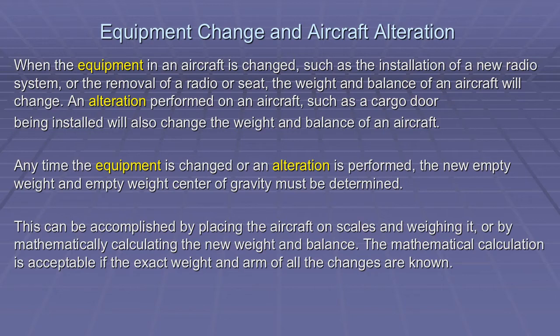Anytime permanently installed equipment is either added or removed from an aircraft, or an alteration is performed that affects the weight and balance of the aircraft, a new weight and balance report must be completed. This can be accomplished by either reweighing the aircraft or by mathematically calculating the new empty weight and empty weight center of gravity.